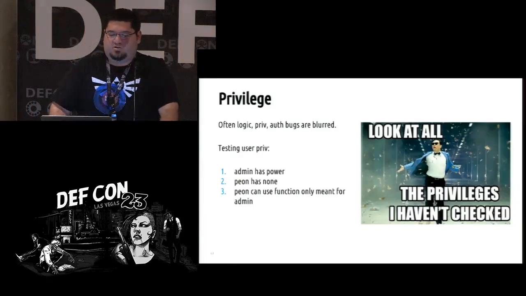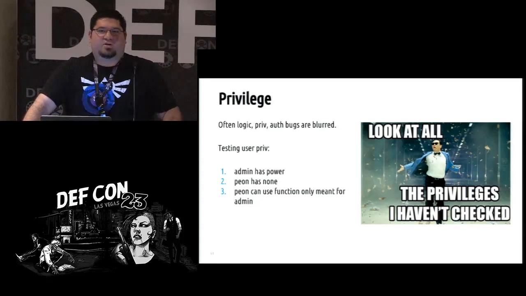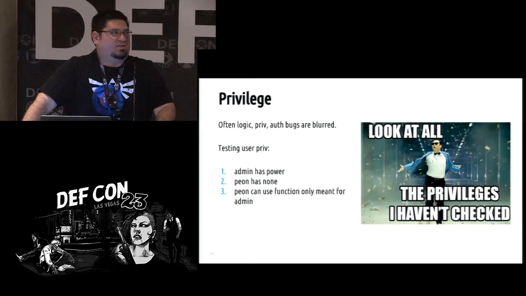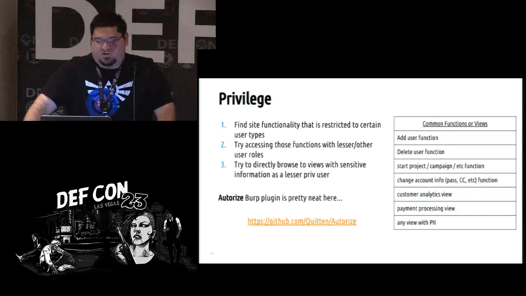So privilege, auth and logic get blurred a lot, but my testing approach is: you have an administrative user, you need a couple of accounts to do this, and then you have a low privilege user. The low privilege user just tries to directly call functions that are only for an admin, right? Pretty simple. But to automate that across multiple functions, you might need some tooling. And so this is what I use for that.